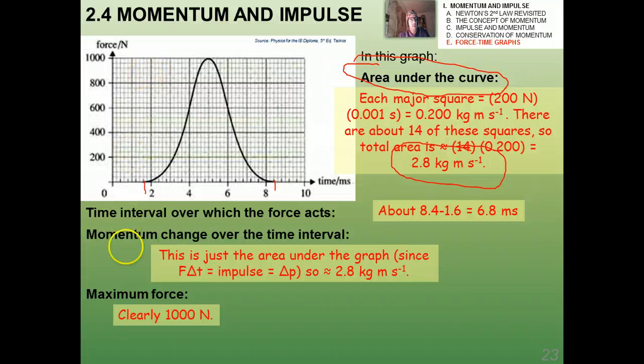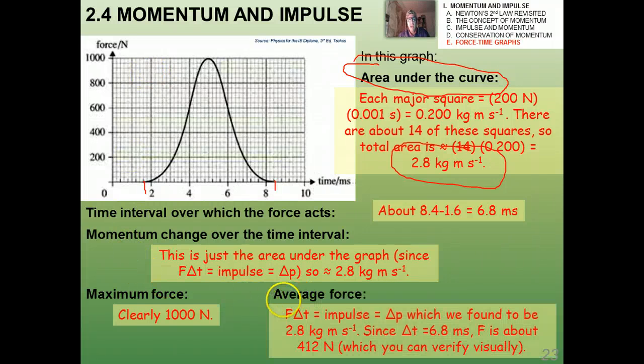The maximum force is clearly 1,000 newtons, and the average force, this is the trickiest part of this, note that F delta t is the impulse delta p, which we found before, okay? Since delta t is 6.8 milliseconds, all you've got to do is divide 2.8 by 6.8 times 10 to the minus 3 to get about 412 newtons. And of course, analytically, that matches very well with what it is visually. That's right in this range right here, okay? So it works. Physics is great, okay?